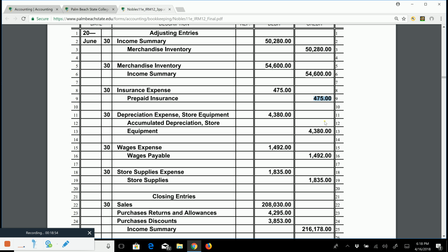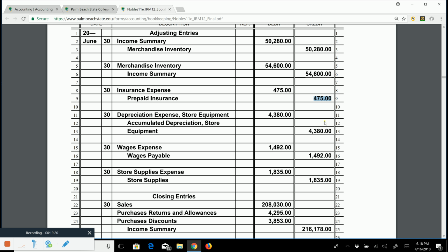The next journal entry is to depreciate our fixed assets for $4,380. And that journal entry, as we've learned in the past, debit depreciation expense, and we're going to credit the contra asset, accumulated depreciation. Remember, we don't credit the asset account directly. We credit the contra asset, accumulated depreciation.